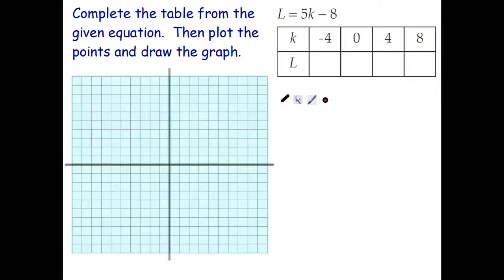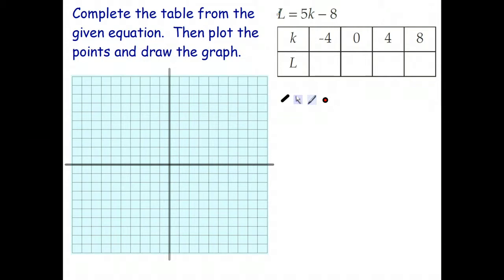Hello students. In the last video we gave you an introduction to different ways to represent linear functions. So we're going to work on that and continue discussing that. In this particular video we're going to start with an equation.